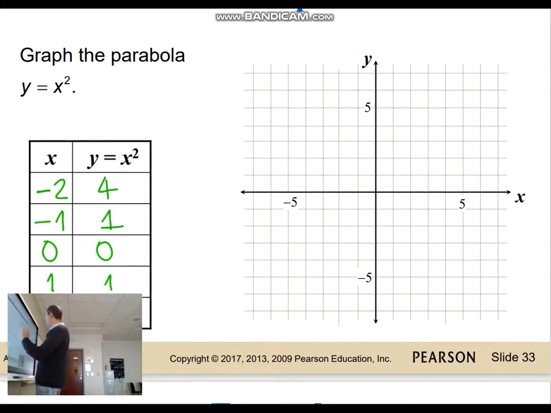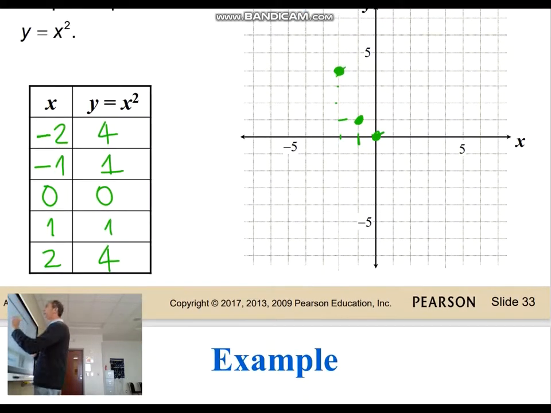So the first one, -2 and 4. Another one, -1 and 1. Another point, 0 and 0, right here in the origin. And another point, 1 and 1, right? So it's going to be here. And another point, 2 and 4. 1, 2, 3, 4, right here.